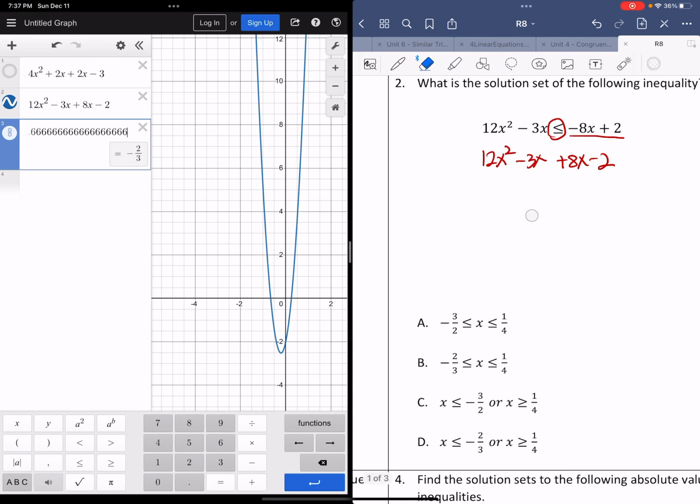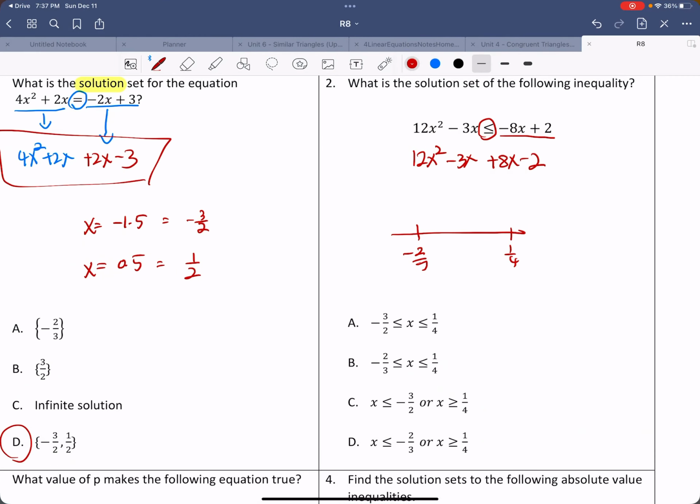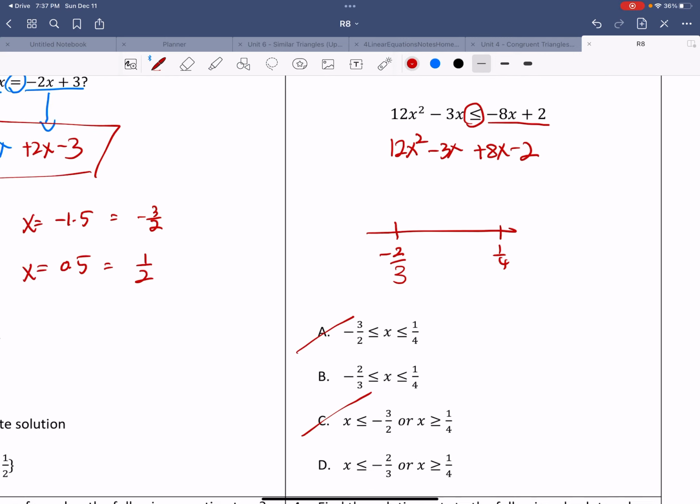Oh, what am I doing? So if you look at this, negative 2/3 on the left, and 0.25, which is 1/4, on the right. So now, which one is negative 2/3 and 1/4? It's gonna be B or D. So the answer is gonna be B or D because it should be negative 2/3.